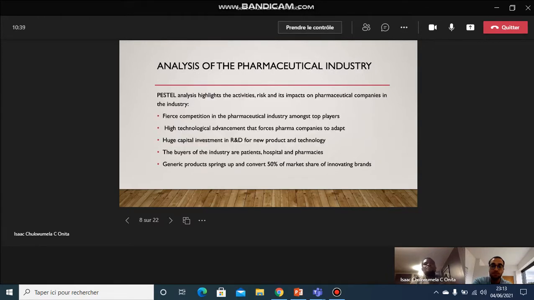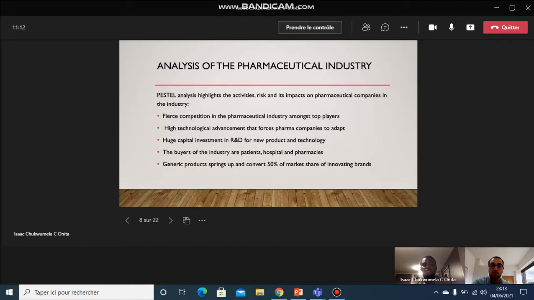So, the analysis of the pharmaceutical industry. Now, there was also a PESTLE analysis of the pharmaceutical industry, which highlights all the risks and the impacts of the industry. That's fierce competition in the pharmaceutical industry amongst top players, because we can see the case of COVID-19 playing out a year ago, where all pharmaceutical companies, all hands on deck, were trying to work on manufacturing new vaccines that could be used immediately.